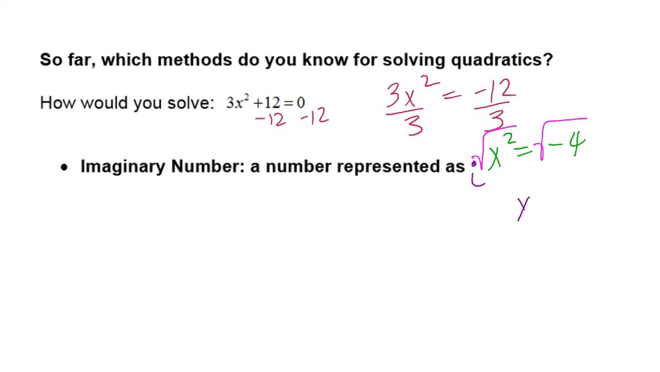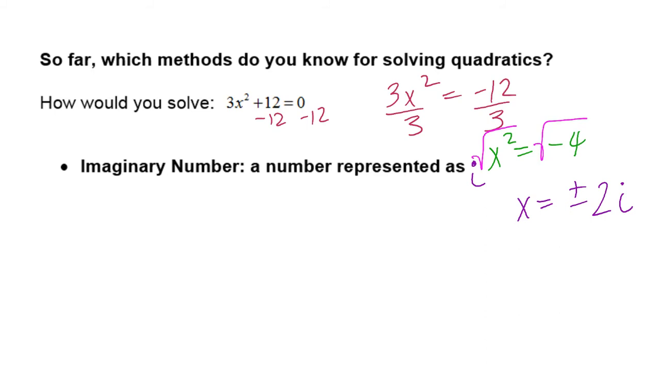So what we would do here is we would get that x equals plus or minus 2i. The reason we have to have that plus or minus there is because negative 2 times negative 2 is positive 4, and positive 2 times positive 2 is positive 4. And we're going to talk about what that i represents in a second on the bottom part of this page.